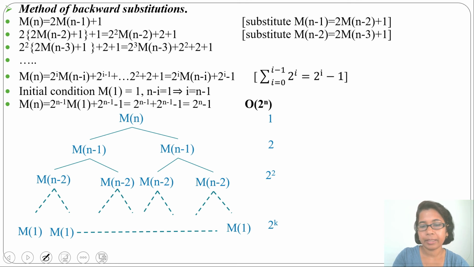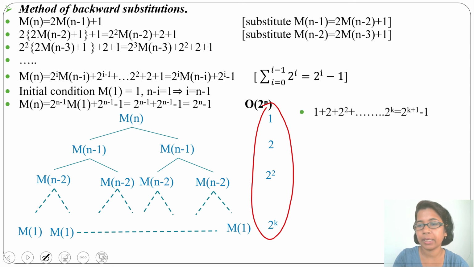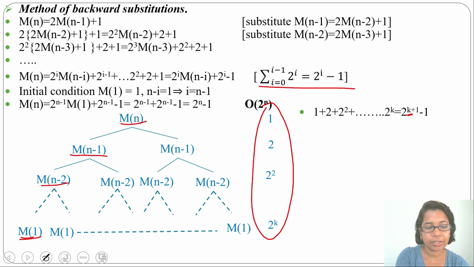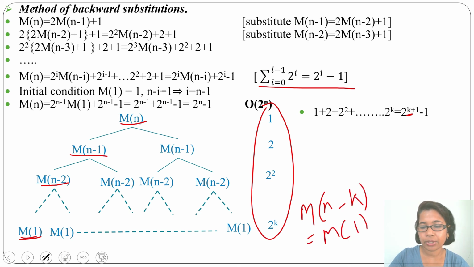So what will be the running time? We can simply add this 1 plus 2 square up to 2 power k, and we know the formula for this: it is 2 power k plus 1 minus 1. Now what is the k value? At root there is M of n, then child M of n minus 1, then M of n minus 2, like this. Here just consider M of n minus k. M of n minus k equals M of 1, means we'll just compare n minus k with 1. Just assume n minus k equals 1, means k equals n minus 1.